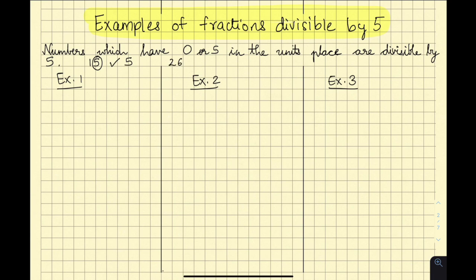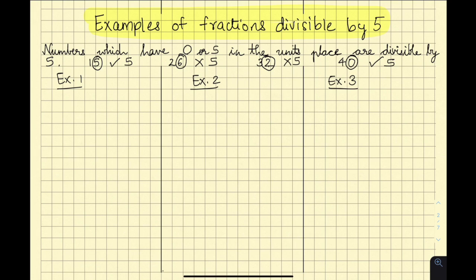I write the next number as 26. 26 has got 6 in the units place, so it is neither 0 nor 5, so it is not divisible by 5. Then I see 32. 32 has got 2 in the unit place, which is neither 0 nor 5, so it is not divisible by 5. And if I write here 40, you see 0 in the unit place, so this is divisible by 5.